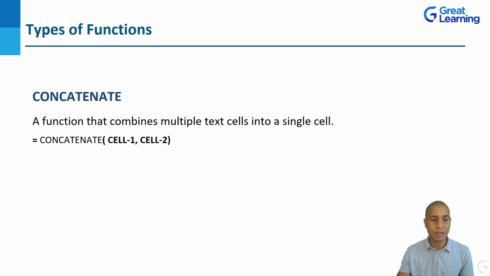Concatenate. Concatenate is a function that combines multiple text cells into a single cell. So maybe you have two words, or two values, you want to combine into one. So concatenate, and we then specify the cell location: cell 1, cell 2, A1, A2, A1, or B1.